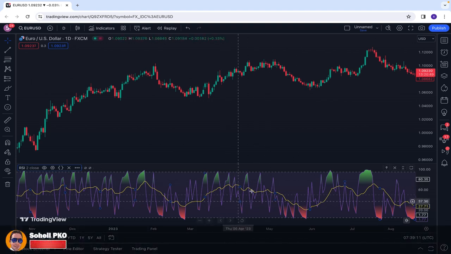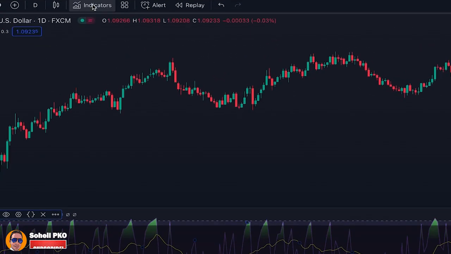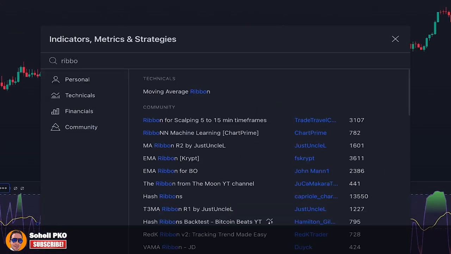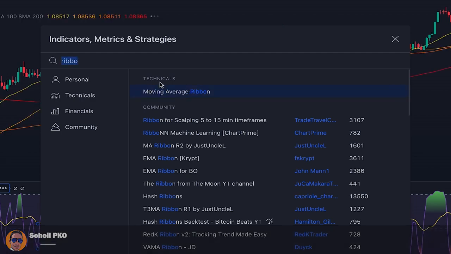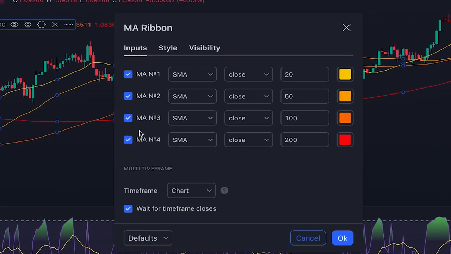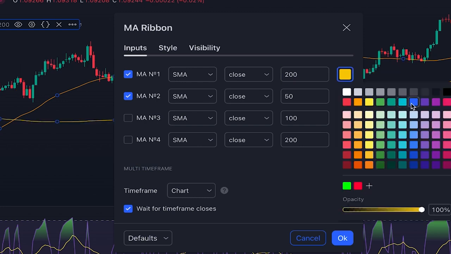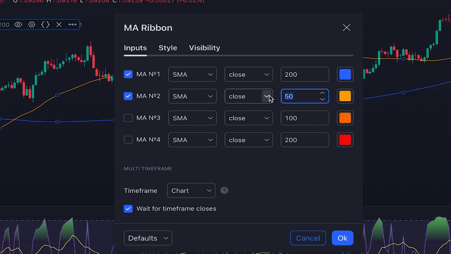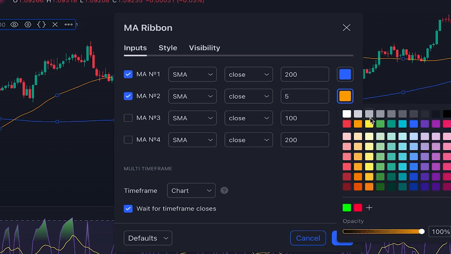Alright, our RSI is ready now, and we need to add two moving averages to our chart. So here we click on indicators and we search ribbon. We add this one, which is a built-in indicator on the TradingView platform, and we go to the settings of the ribbon, and here in the inputs tab we should remove two of them because we only need two moving averages. Both of the moving averages should be simple moving averages, the first one with length of 200, and let's change the color to, for example, blue, and the second one with length of 5, and let's change the color to red.